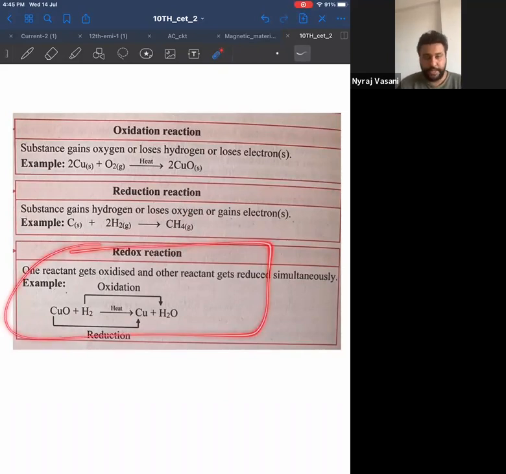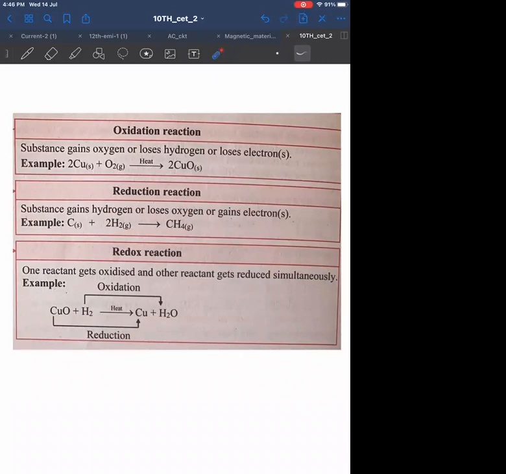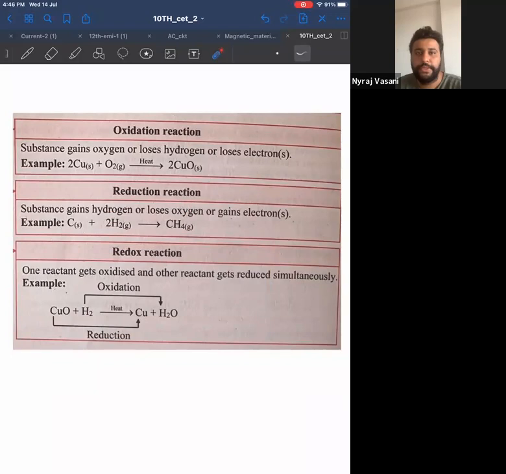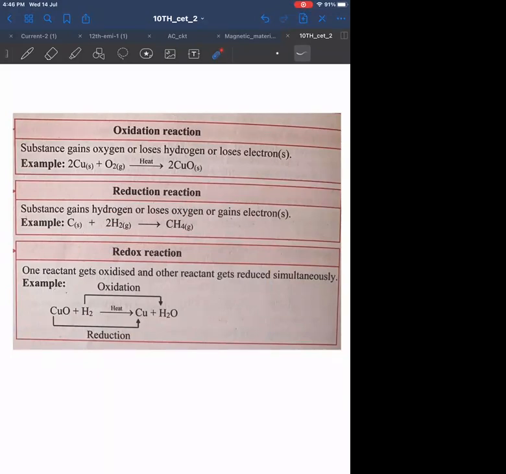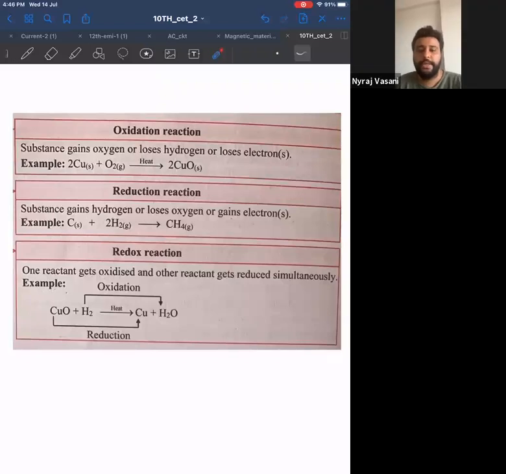Redox, I will do it in some time. In the meantime, I want you to write oxidation and reduction in your notebook. Mainly, I want you to write the example because they are definitely going to give you one reaction and they are telling you to identify whether it is oxidation or reduction. Make a note, and once you're done, redox I will tell you in some time, but before that, finish oxidation and finish reduction.